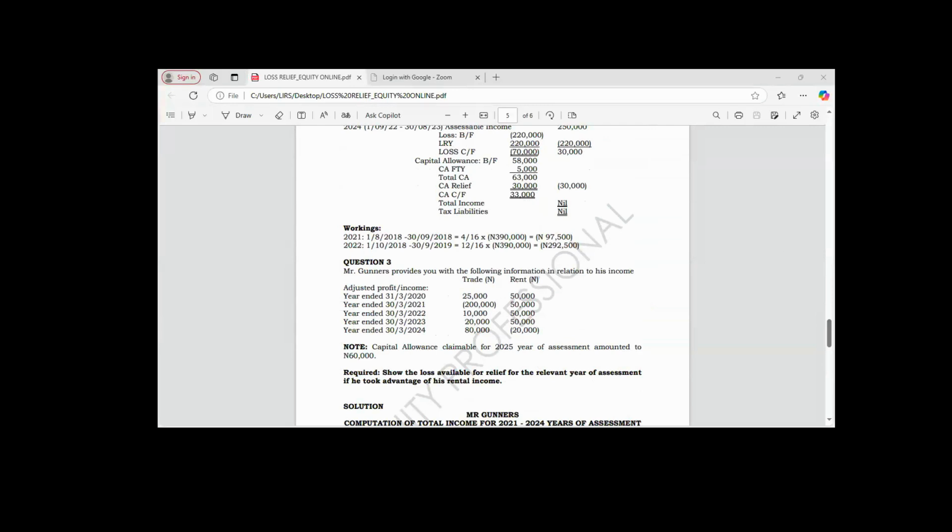Total income will give us 20 plus 50, that is 70,000. From this, we have the loss brought forward, which is from trading activity.